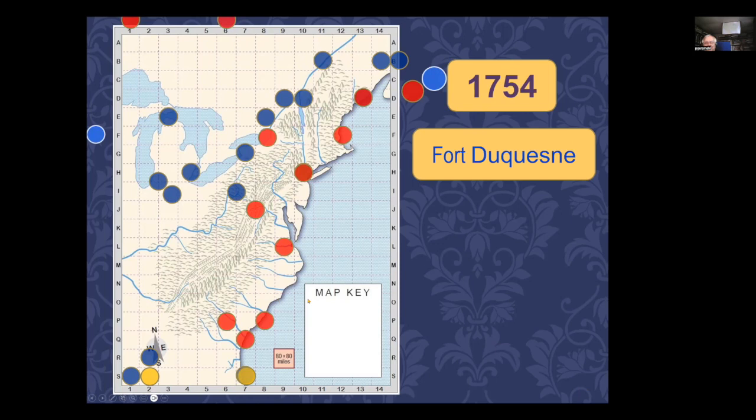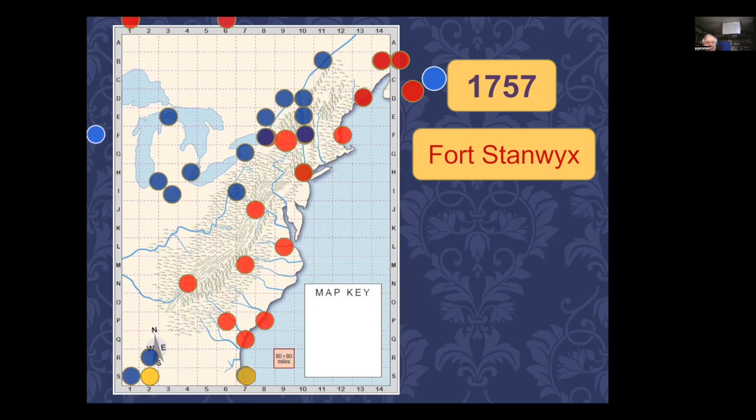That's where Washington's going to get involved, trying to persuade the French to leave that place that they were out there. So the French captured Fort Oswego, the French captured Fort William Henry, and the British built the biggest and toughest fort of them all, Fort Stanwix.